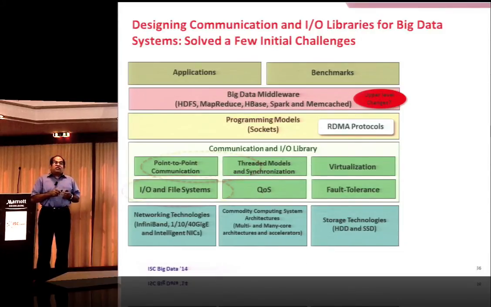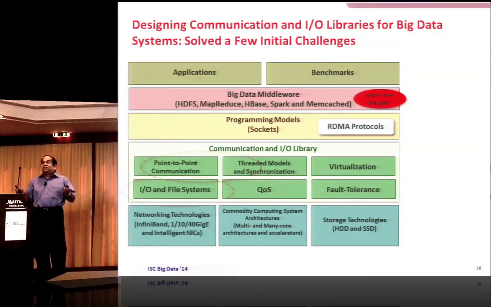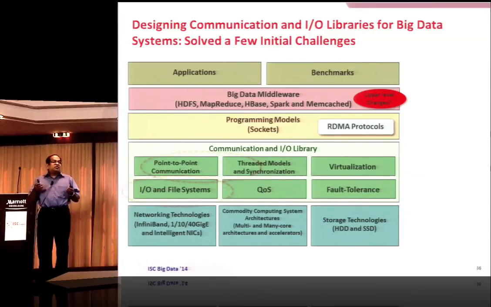Based on these numbers, earlier things were running slow; the entire Hadoop architecture has been designed with a slow network in mind. So now if the network becomes faster, we need to ask the question: can we modify the architecture at the top layer so that we can get even higher benefits?